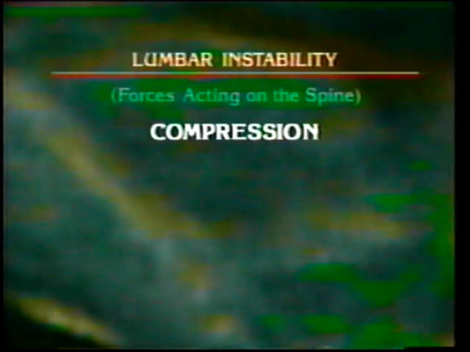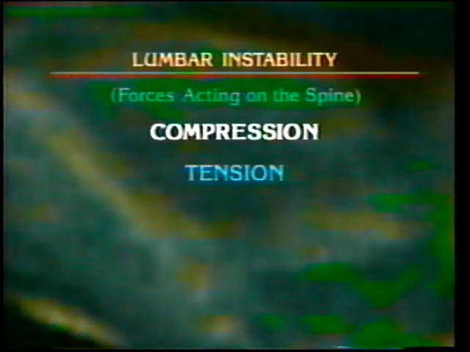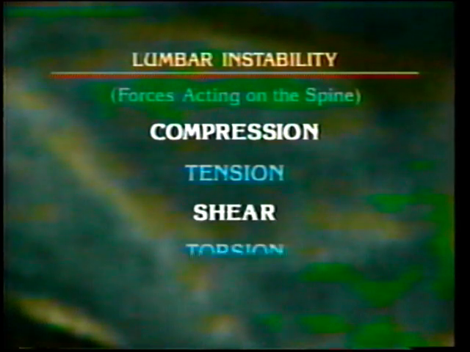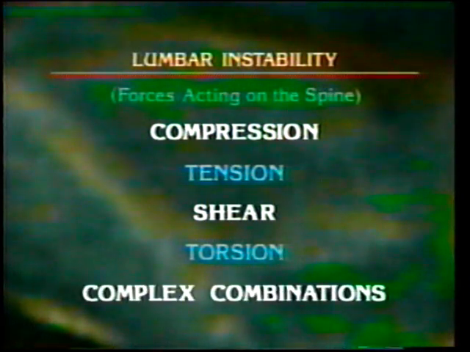What are the forces that are acting on the spine? We have compression, tension, shear, or forward, backward, or side-to-side movement, torsion, which is a rotary movement, or usually, in the day-to-day activities of the patient, complex combinations of all of these. We really need to know, then, what factors resist these forces on the spine. In other words, what causes stability?